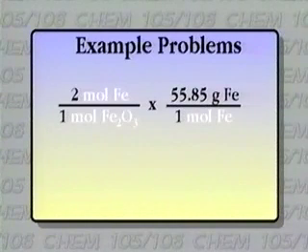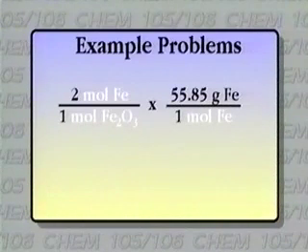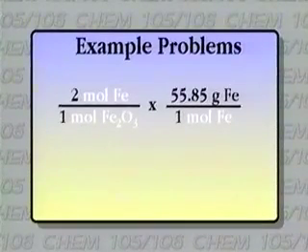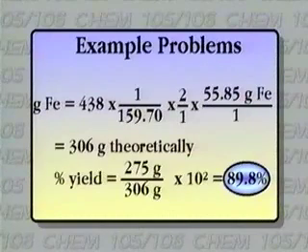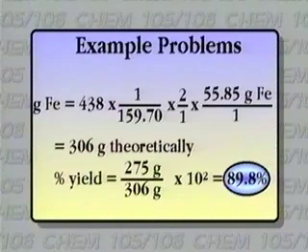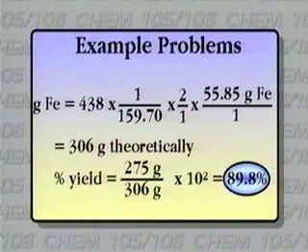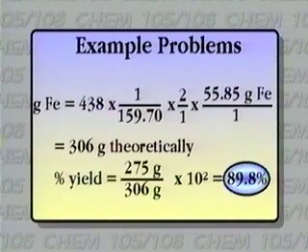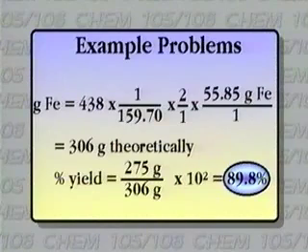So we have 438 divided by 159.7 multiplied by 2 and multiplied by 55.85. Theoretically, if all of this reacted, we should be able to produce 306 grams of iron. Now, we see that we didn't produce that amount. The actual reaction gave us only 275 grams, and so therefore, now we can calculate what percent of the theoretical amount did we actually obtain.